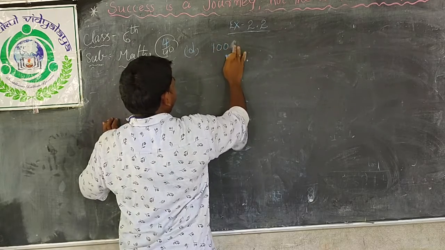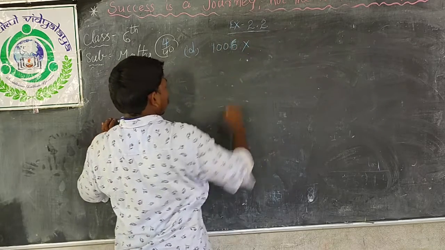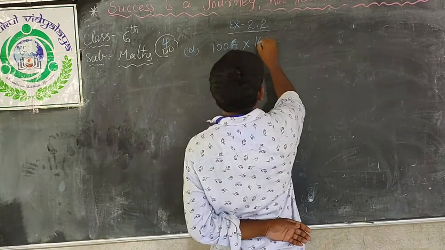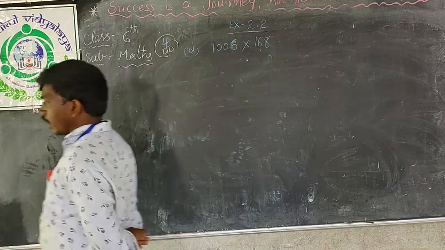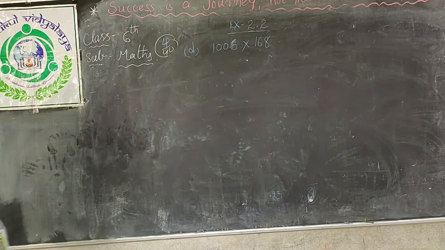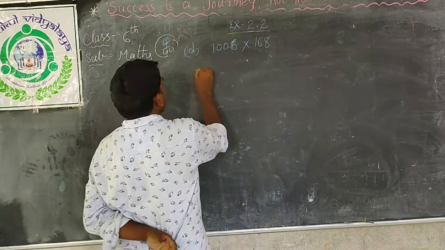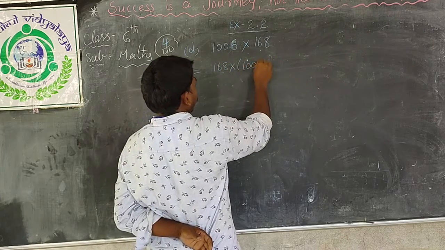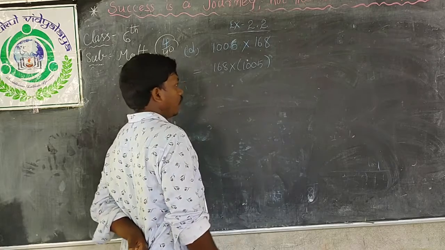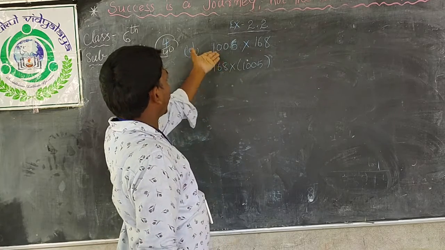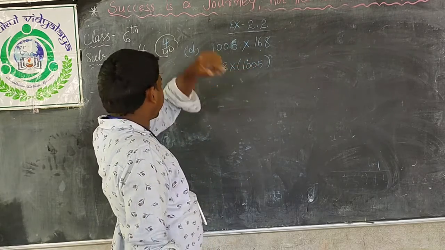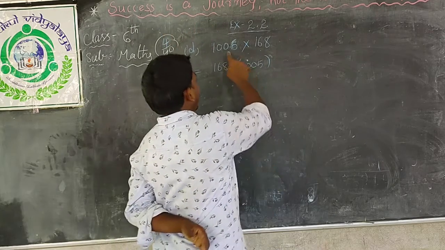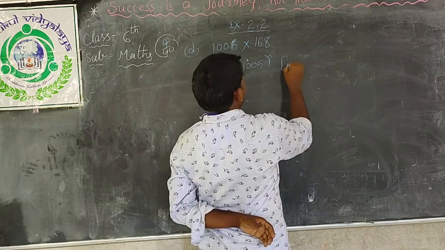1000 into 5, 1005 into 168. How can you write it? Like that above also. First I will write 168 into 1005. So I arrange it again. A into B is equal to B into A. Okay, this is the commutative property. A into B is equal to B into A. Commutative.